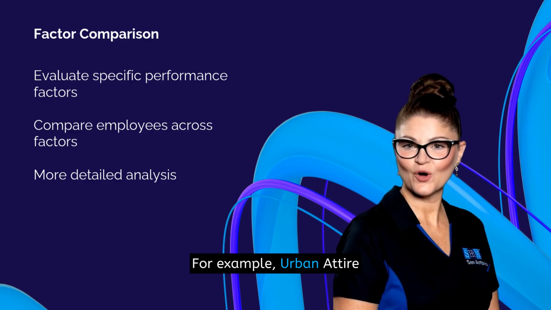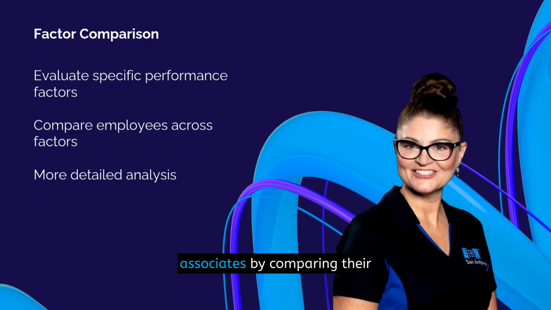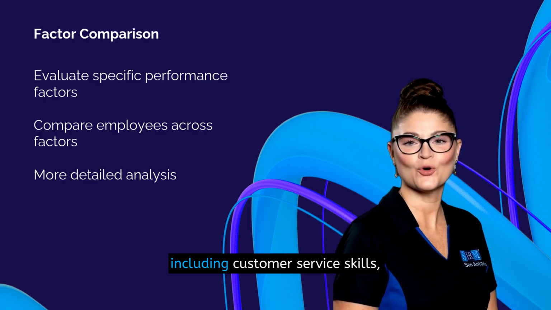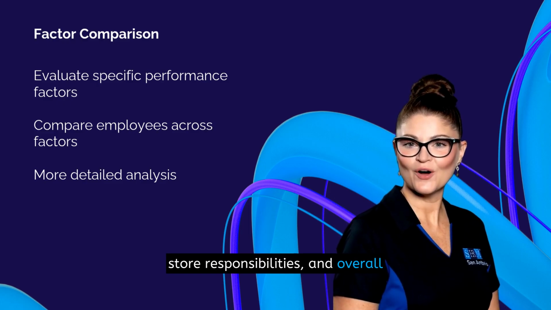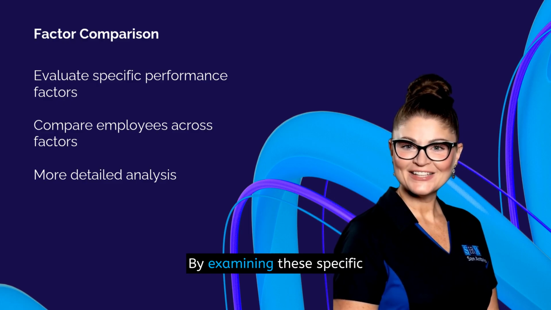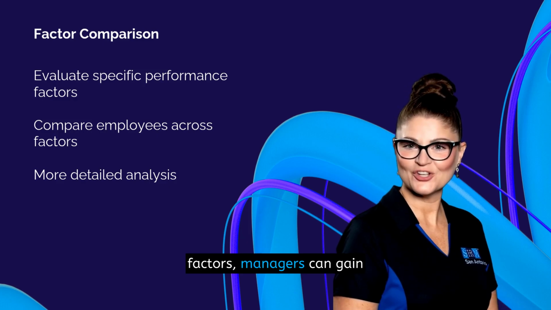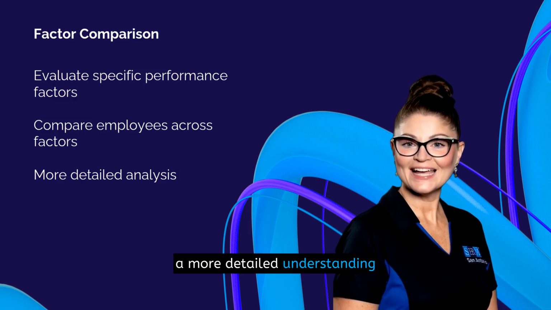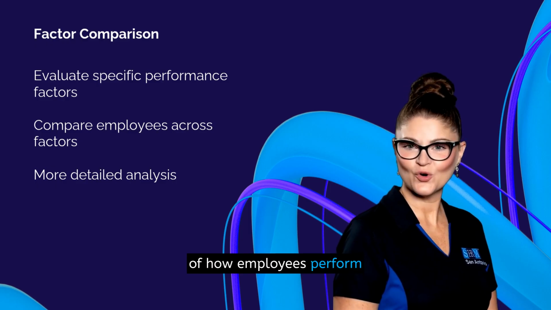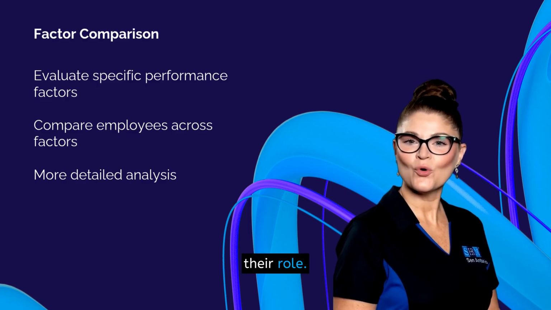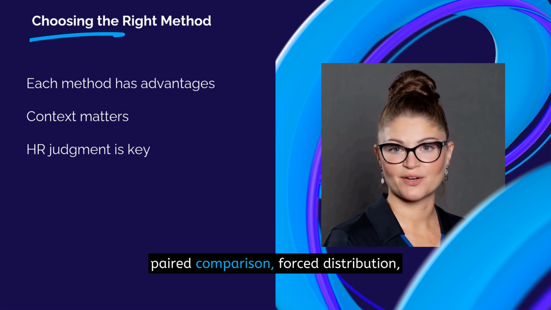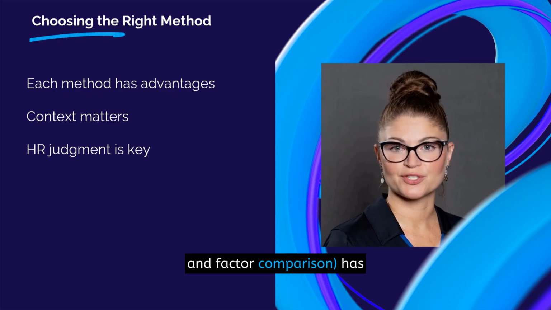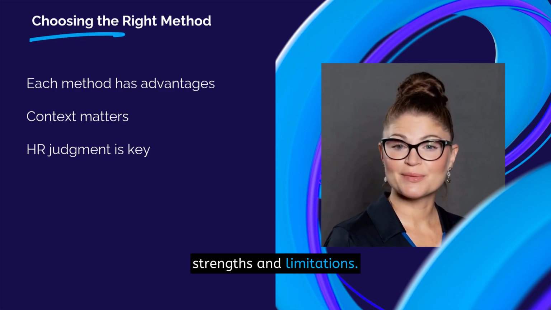For example, Urban Attire may evaluate its sales associates by comparing their performance across several areas, including customer service skills, store responsibilities, and overall effort. By examining these specific factors, managers can gain a more detailed understanding of how employees perform in different aspects of their role. Each comparison method, ranking, paired comparison, forced distribution, and factor comparison, has strengths and limitations.